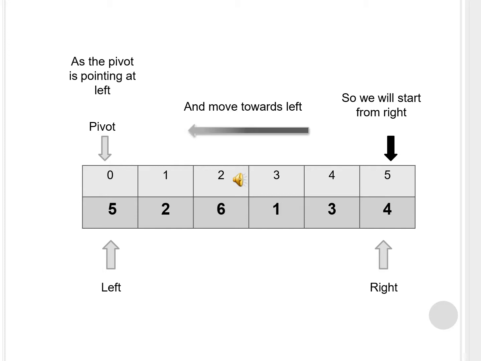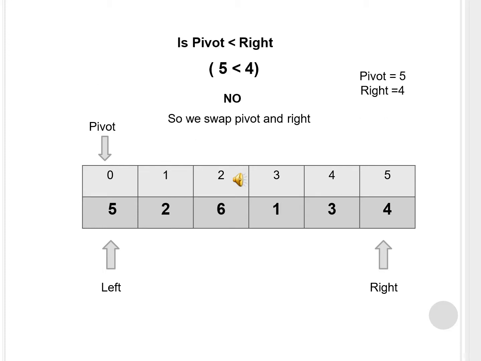So we will start from the right, move towards the left, and check for an element smaller than the pivot. If there is any element smaller than the pivot element, we will interchange the position of that element with the pivot element. When checking from the right and moving toward the left, the first element we encounter is 4, which is smaller than 5. So we will swap the position of the pivot and the 4. So the new array is 4, 2, 6, 1, 3 and 5. 5 remains the pivot element.